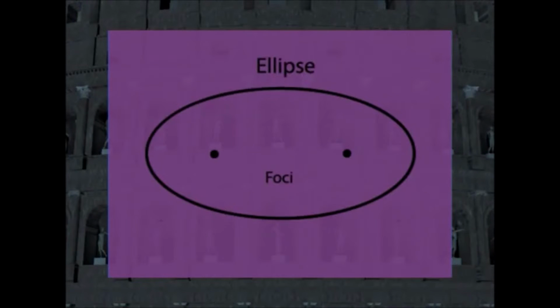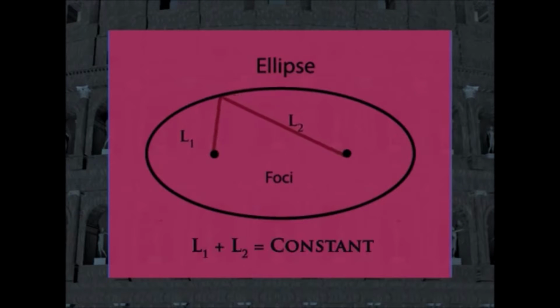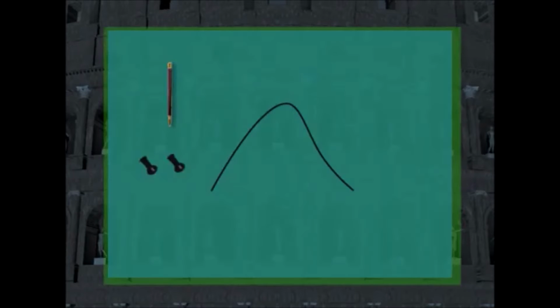First, the ellipse has 2 points that are the equivalent to the circle's center. These 2 points are called the foci. The ellipse is the locus of points such that the sum of the distances from the foci to the ellipse is a constant. Here is one way to construct an ellipse.